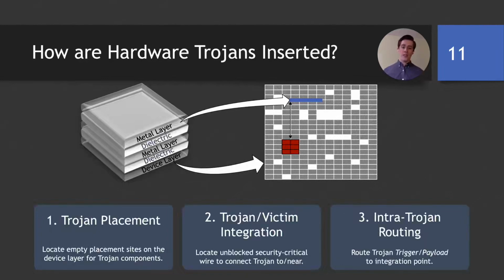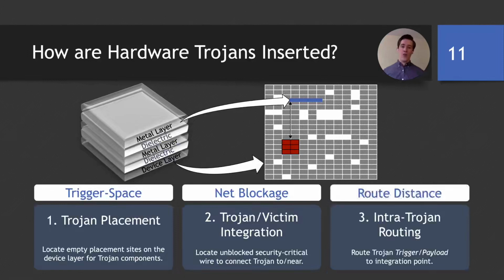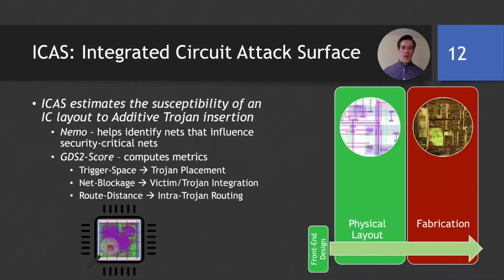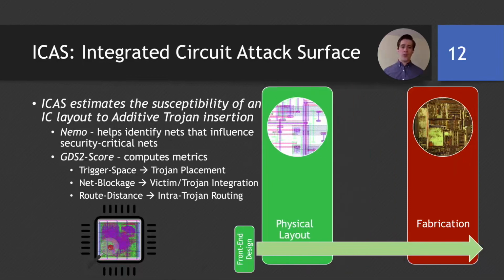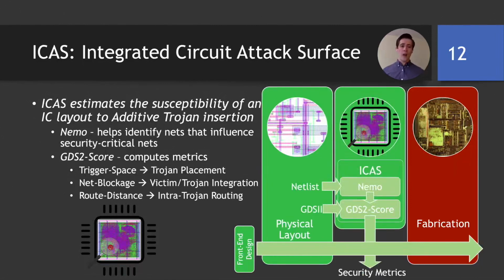These three steps form the foundation for the three metrics implemented in the ICAS framework of trigger space, net blockage, and route distance. The ICAS framework takes as input a GDS2 file encoding the circuit layout and the final optimized netlist from the place and route stage, and computes a set of security metrics that detail the placement and routing resources available for an attacker to insert their Trojan.